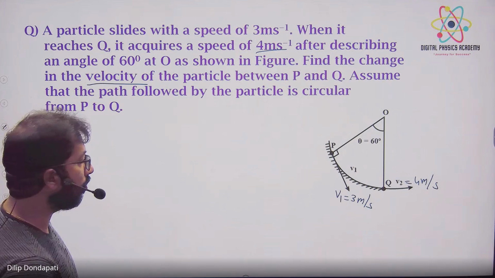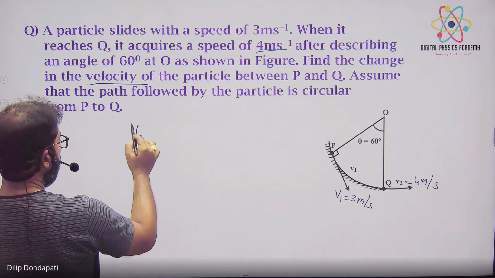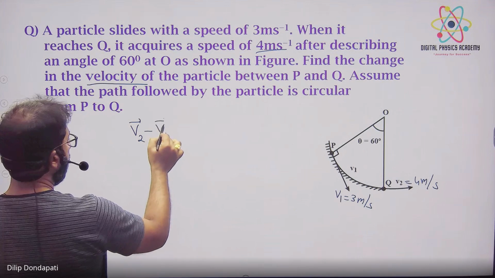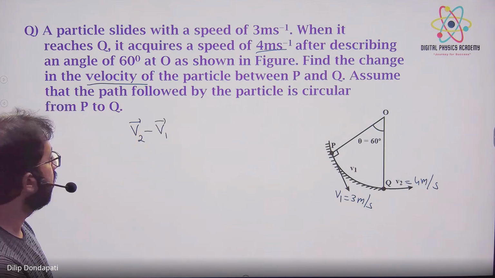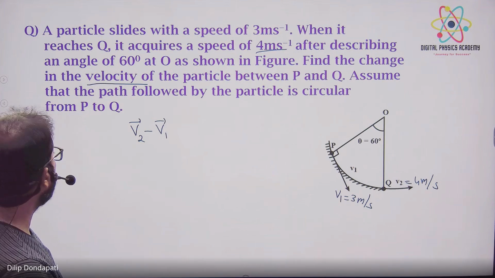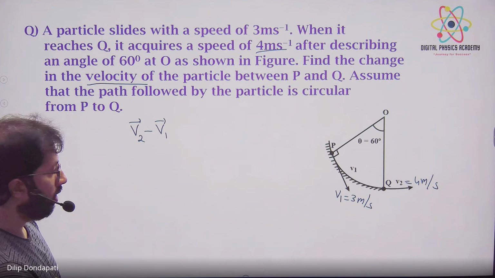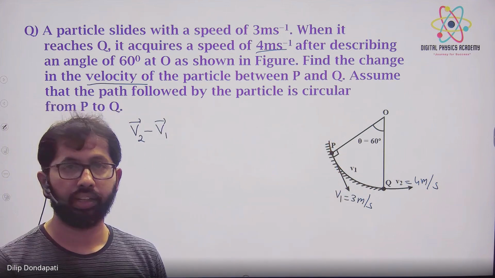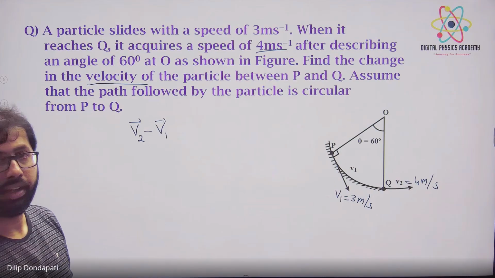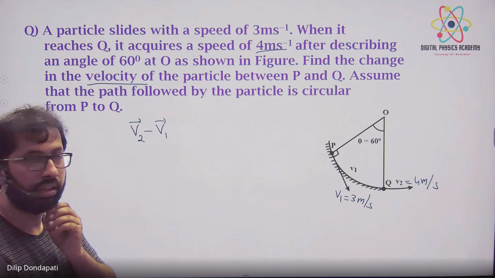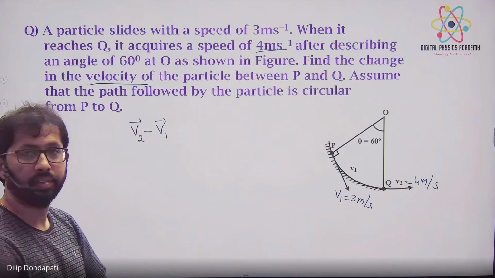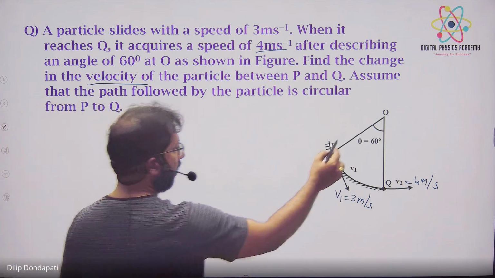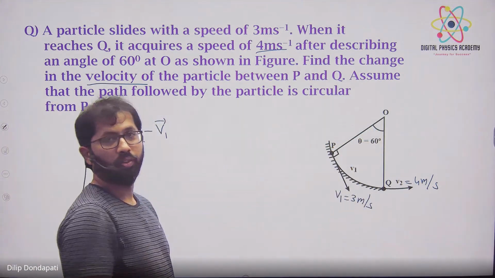Change in velocity means we have to find v2 vector minus v1 vector, right? मतलब vQ minus vP. Okay, assume the path followed by the particle is a circle from P to Q. So what is the angle between them? We have to know, then only we can do v2 minus v1. So will the angle between them be 30 degrees? Why? Because they are between P and Q, right? P and Q का angle कैसे करेंगे इसको? So can't we consider that as a triangle?